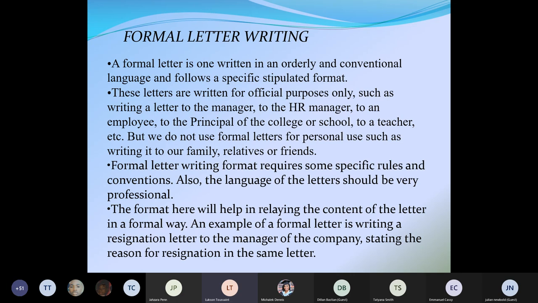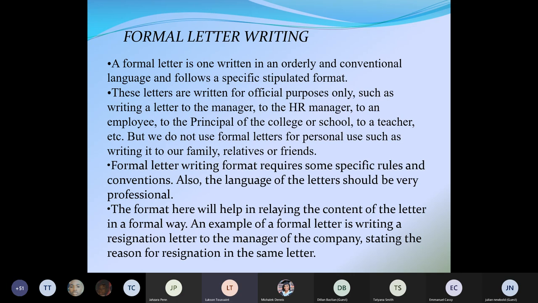So a formal letter writing format requires some specific rules and conventions, and we're going to look at that. And also the language of the letter should be very professional. The format, we will see examples of the format as we go along.